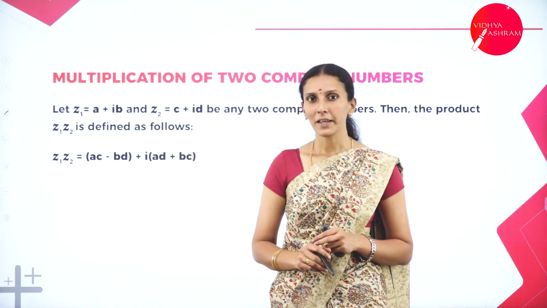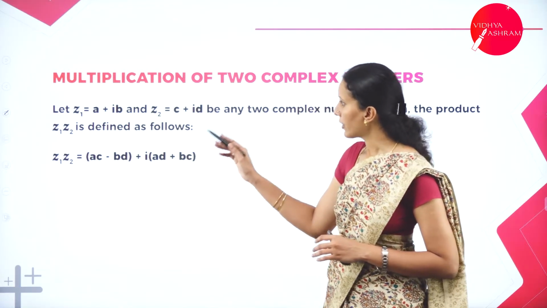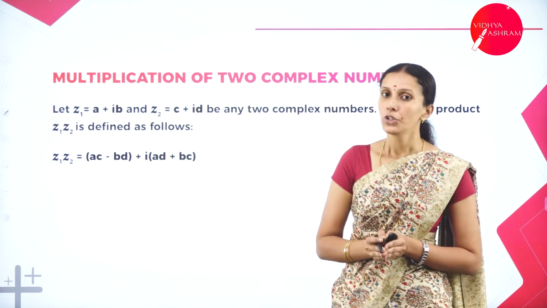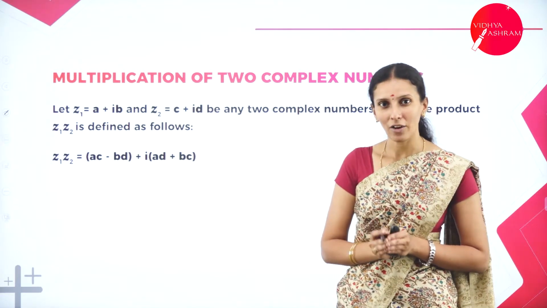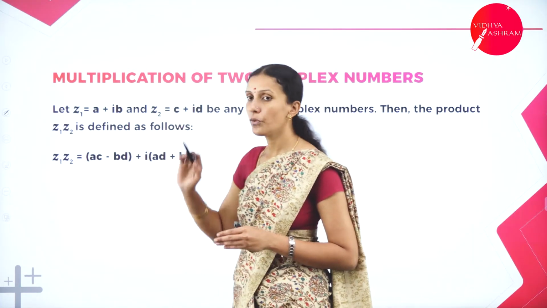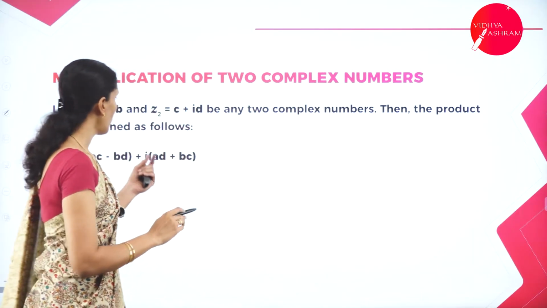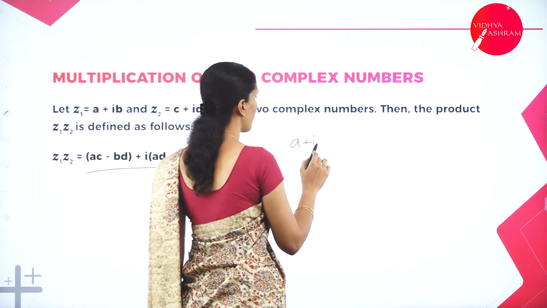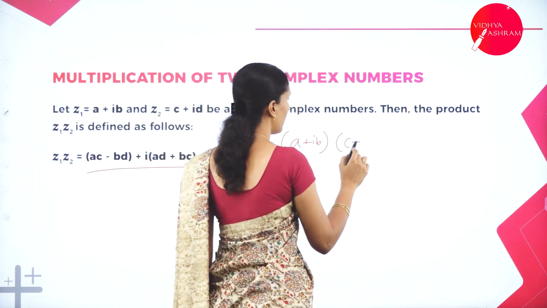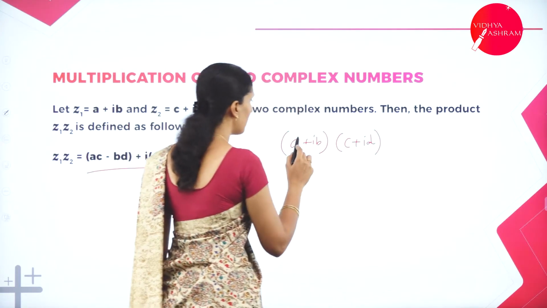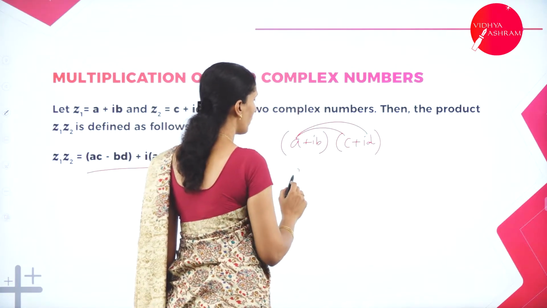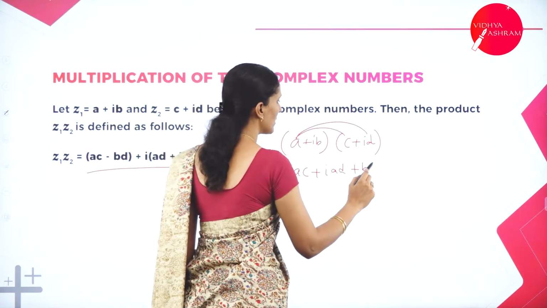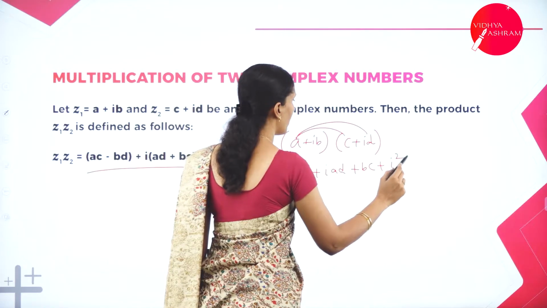Next we have multiplication of complex numbers. z1 equals a plus ib, z2 equals c plus id. How to multiply two complex numbers? Using the binomial product. Let's see how you get this. So we have a plus ib into c plus id. We can multiply a by c and a by id, so we get ac plus iad. Similarly, bc plus i squared bd.